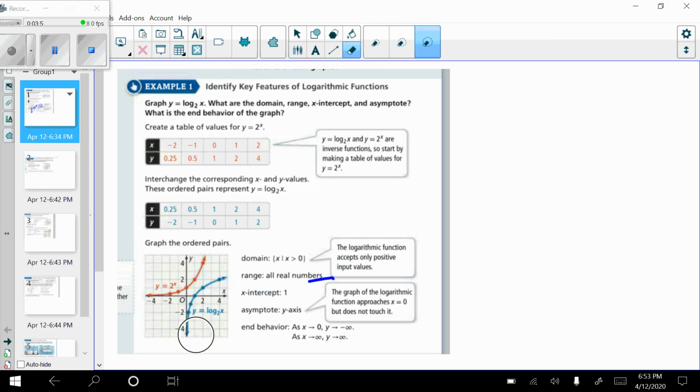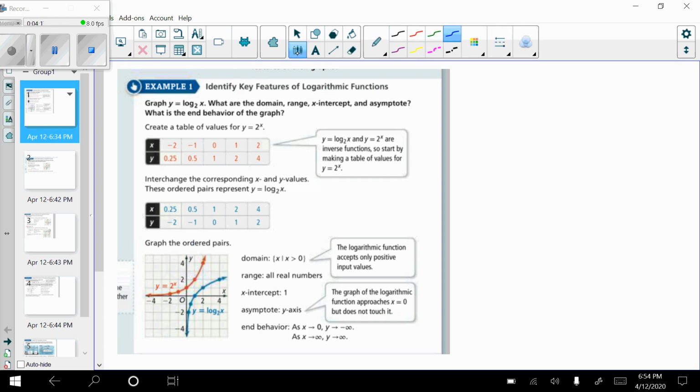And if you notice, that's the switch of what this guy was. The domain for this one was all reals, and the range had to be bigger than 0 for y because it stopped here and went up. It never went down past that. So literally the domain and range also switch when we do the inverse.